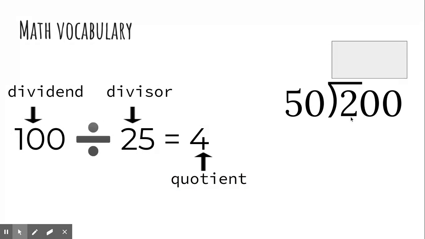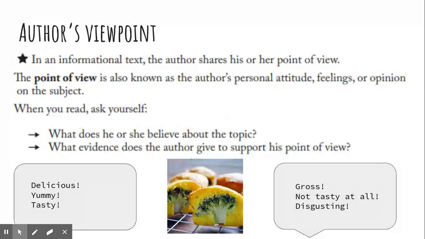So if I have the dividend 200 and the divisor 50, what would the quotient be? Take more time if you need it, but the quotient would be 4. Okay, so now onto author's viewpoint.